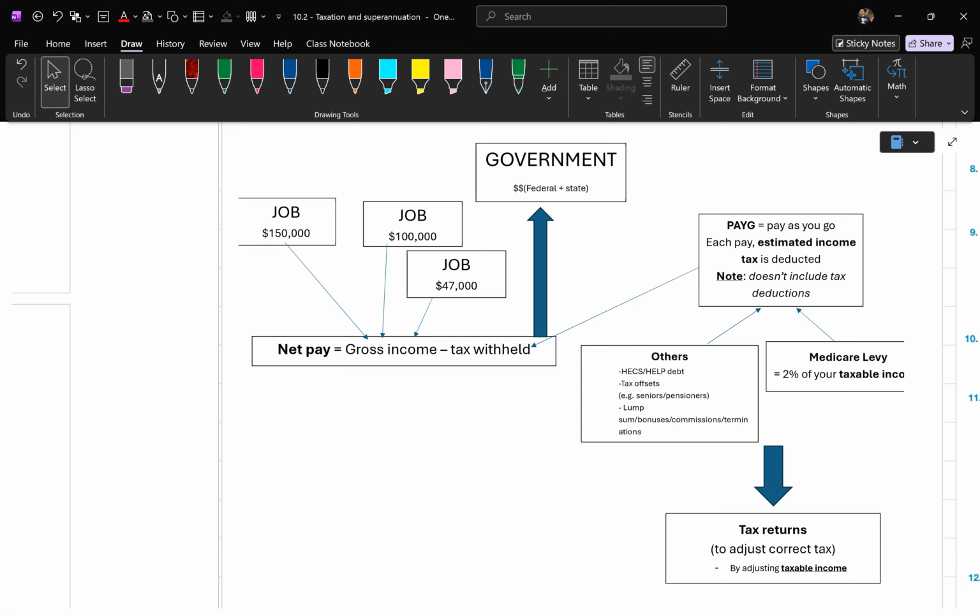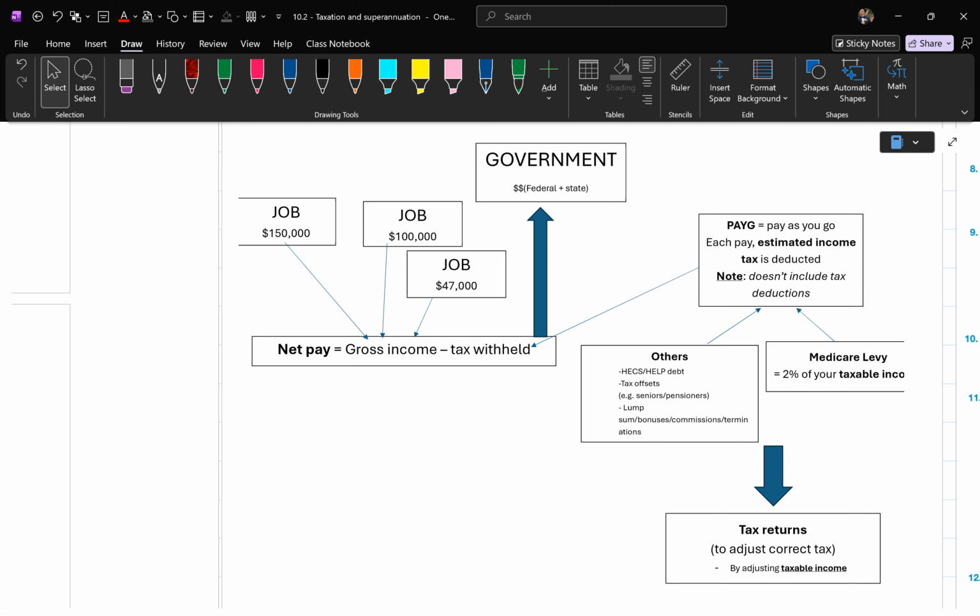as you go. So every fortnight or every week that you get your income from the payer, your employer, part of that money has already been taxed. So they've already taken part of that tax each fortnight. So that's why it's called pay as you go.